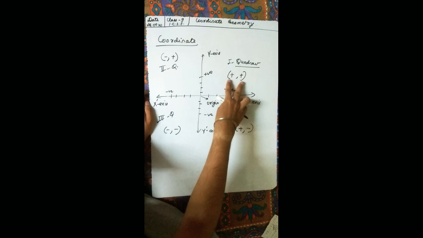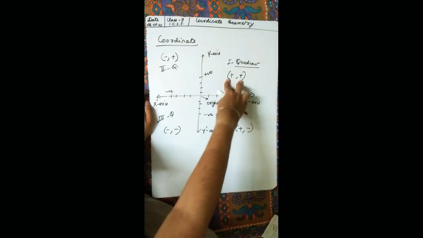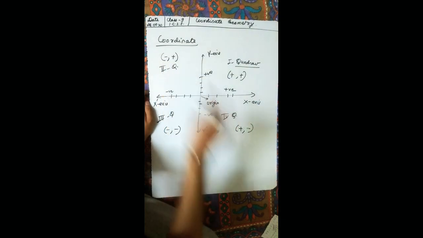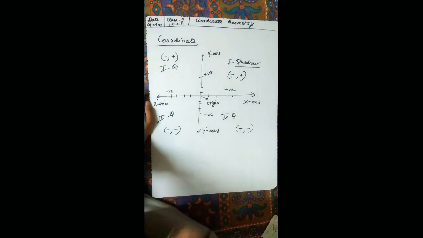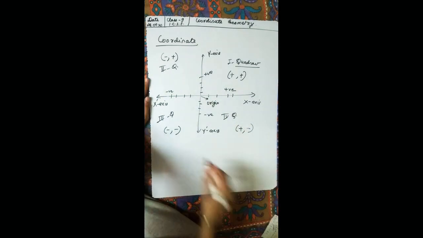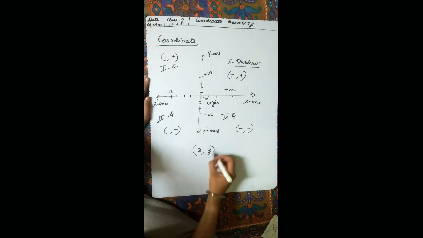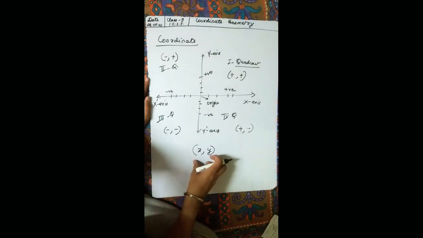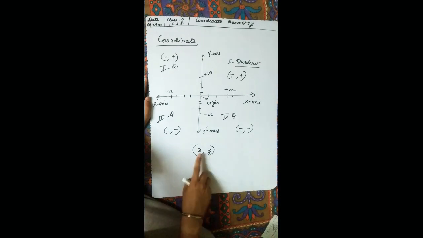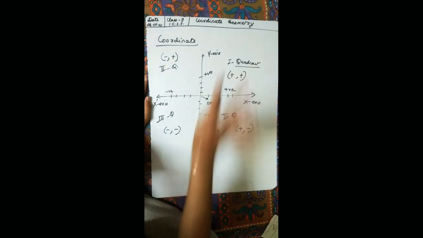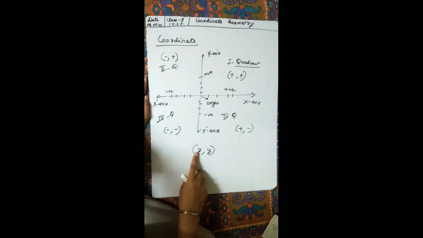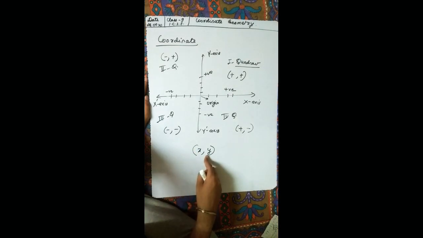I'm making a simple bracket and writing inside it. That is how we denote a coordinate, as x and y. This is called the ordered pair, where we write the value of x and the value of y from our graph. We always write x first, and then the entry for y, whatever the point we have. This whole thing is called a coordinate.